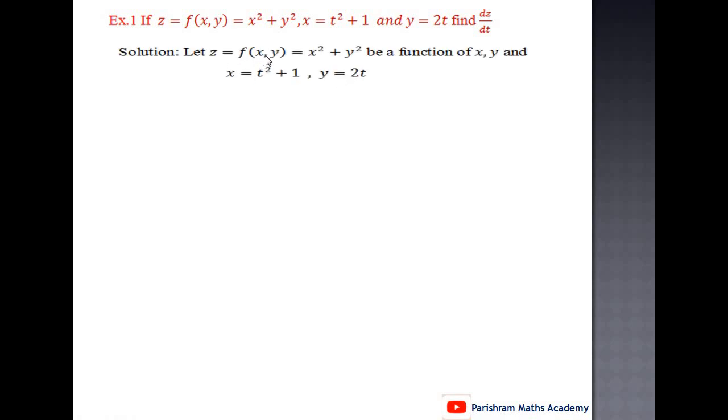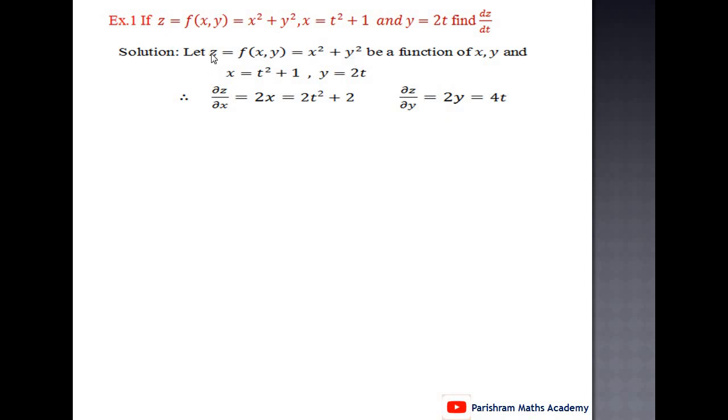We can take examples. First example, if z equal to f(x, y) equal to x square plus y square, x equal to t square plus 1 and y equal to twice t, find dz/dt. Solution. Let z equal to f(x, y) equal to x square plus y square be a function of x and y, and x equal to t square plus 1, y equal to twice t. That is, here z is a function of x and y, which are functions of t. First, we find the derivative of z with respect to x. z is a function of two variables x and y.